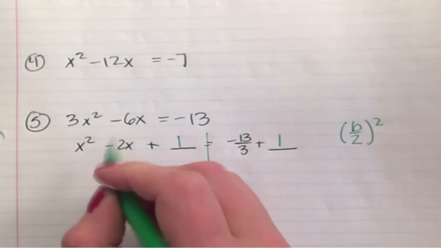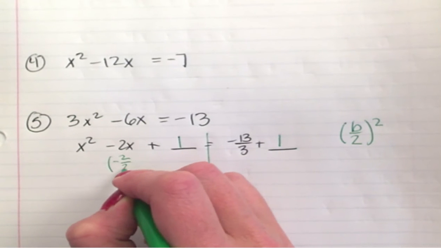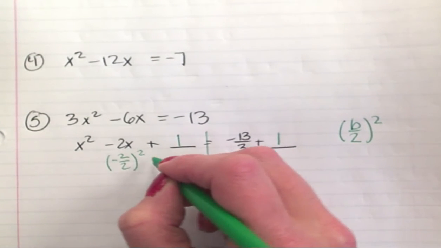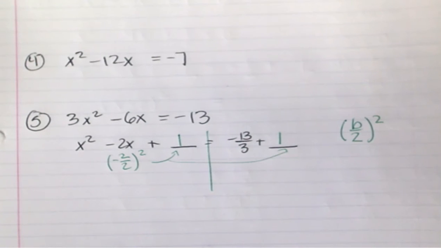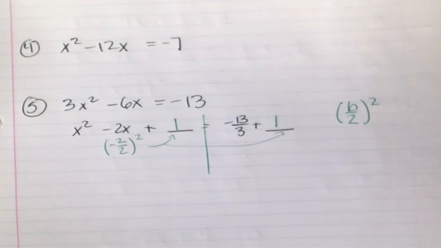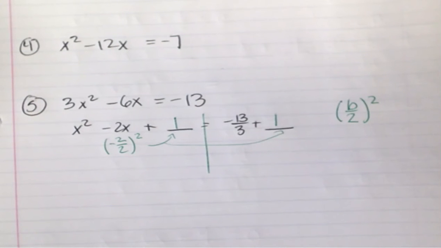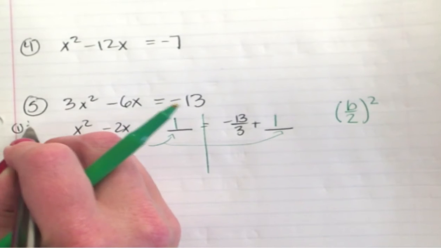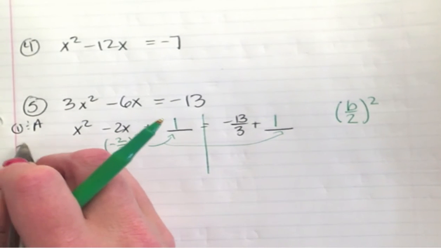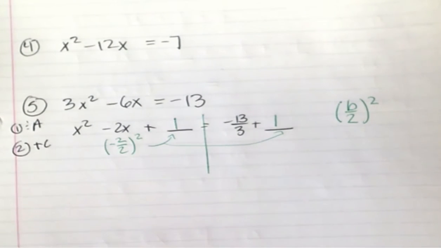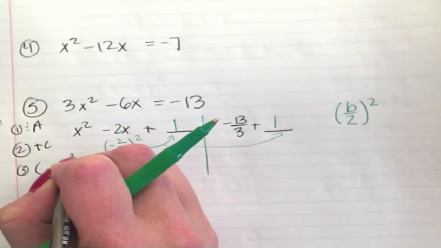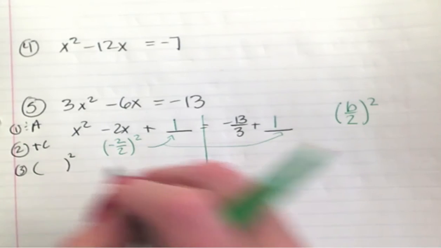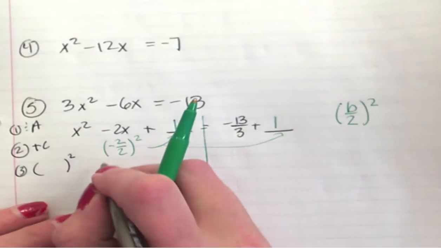Half of b squared. So it's -2, half it, and square it. Property of equality happens on both sides. Okay? So step 1, divide by a. Step 2, add your c. Step 3, factor it. Now, when you factor it, it looks like this.